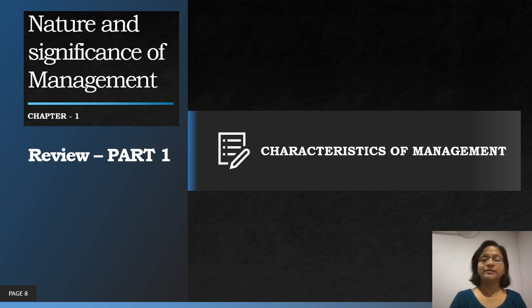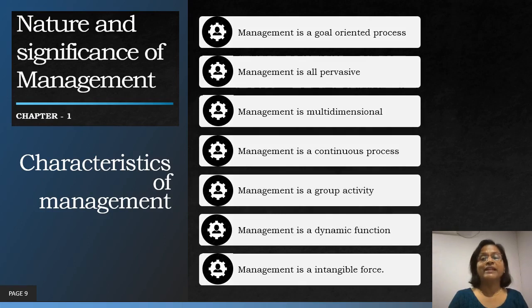Characteristics of management. So, management is goal-oriented. There is a goal for every organization. And management is all pervasive. Pervasive means management is required in any kind of organization. It is multidimensional because multidimensional means you have to manage work, you have to manage people, and you have to manage the process, that is planning, organizing, staffing, directing, and controlling.